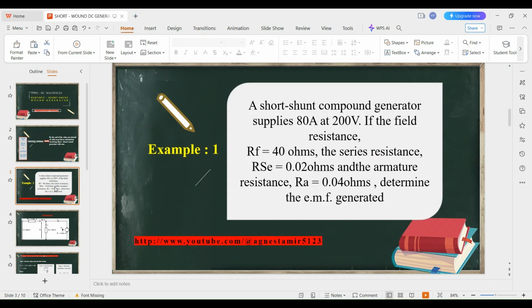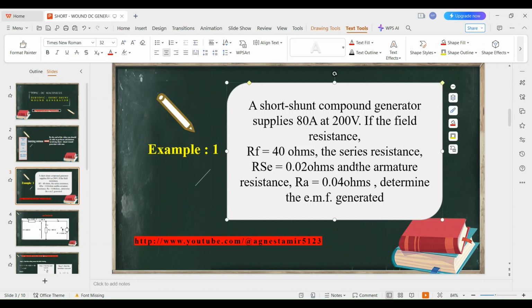I can assure you of that. So let's look at example number one. Example number one says that a short shunt compound generator supplies 80 amperes at 200 volts. If the field resistance RF is 40 ohms, the series resistance RSE is 0.02 ohms, and the armature resistance RA is 0.04 ohms, determine the EMF generated.